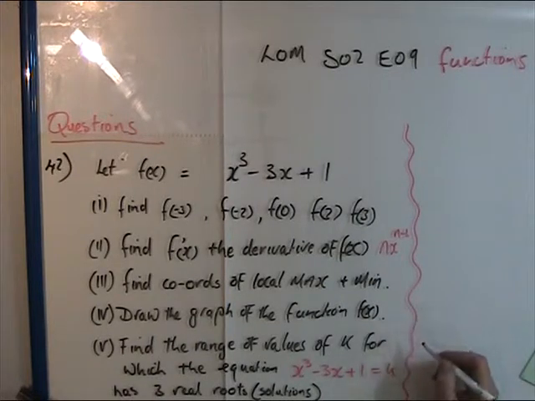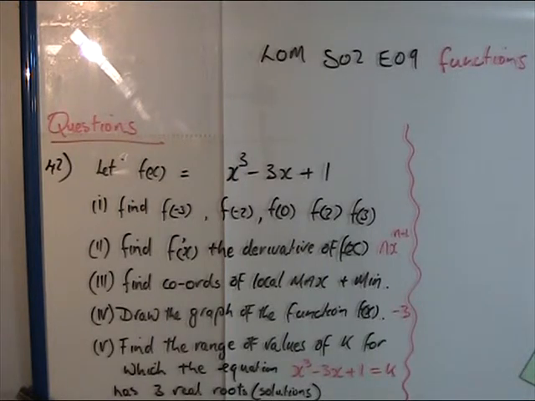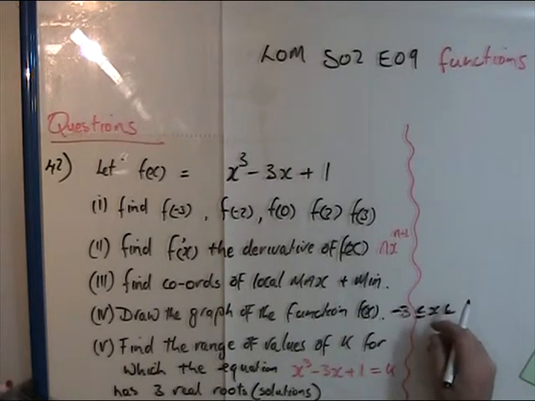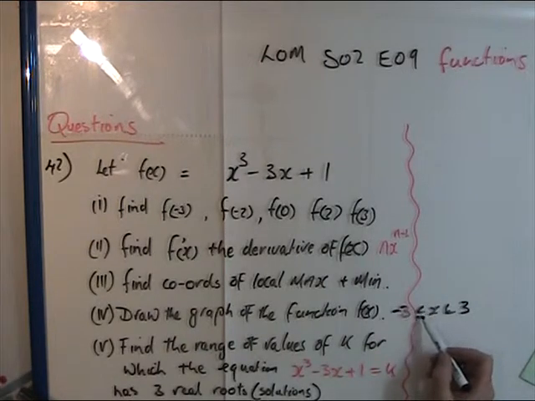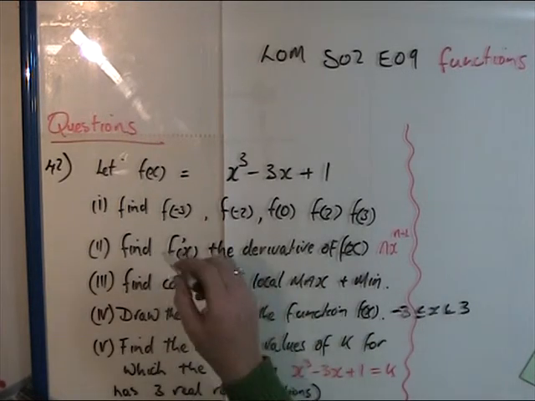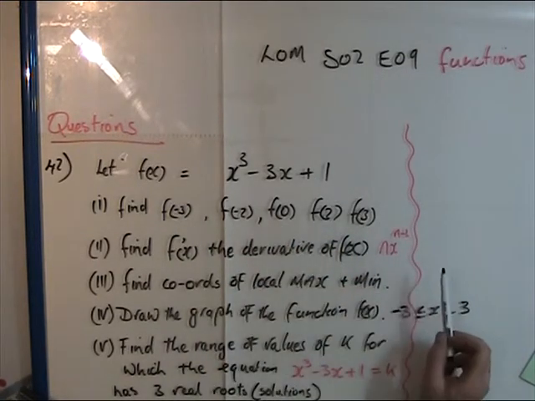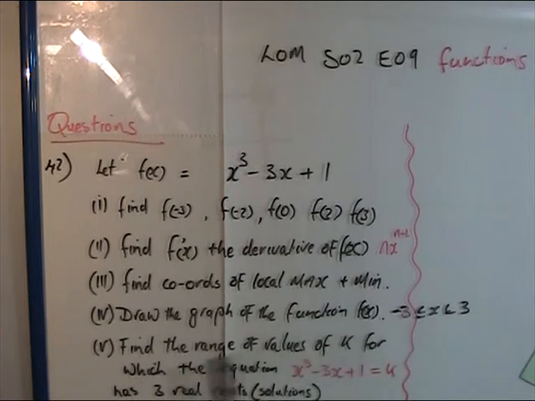minus 3 and 3. Okay, so x is greater than minus 3 and less than 3. So you just put in the values here. Now you've already got minus 2, so you're only missing one other value. So you draw that graph, then find the range of values of k for which the equation is equal to k.